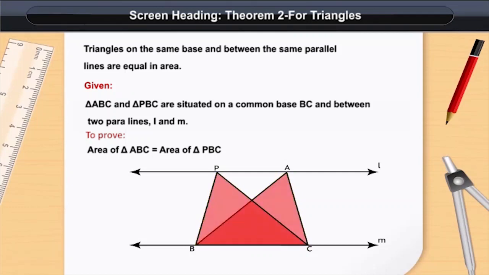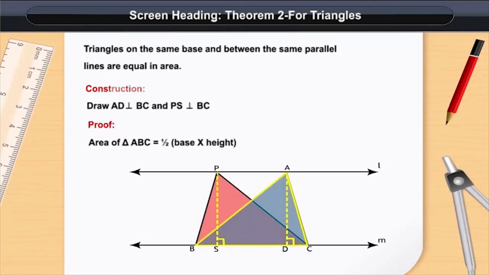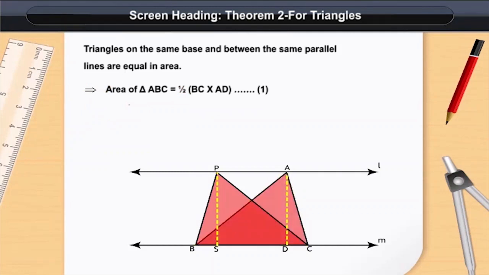Construction. Draw AD perpendicular to BC and PS perpendicular to BC. Proof. Area of triangle ABC is equal to half of the product of the base and height. So, area of triangle ABC is equal to half of the product of BC and AD. Suppose this is equation number 1.